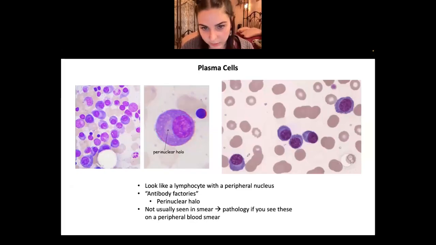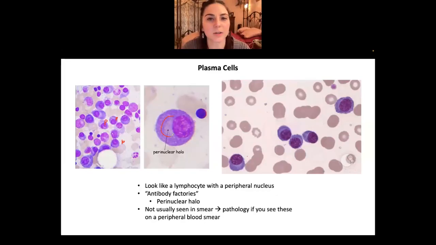These are good pictures of the nuclei being eccentric. It's closer to one side. Here, these are all plasma cells. So right here, right here, right here. These are all plasma cells. So again, it looks like a lymphocyte, but it has that peripheral nucleus, that eccentric nucleus. And then this idea, the perinuclear halo.